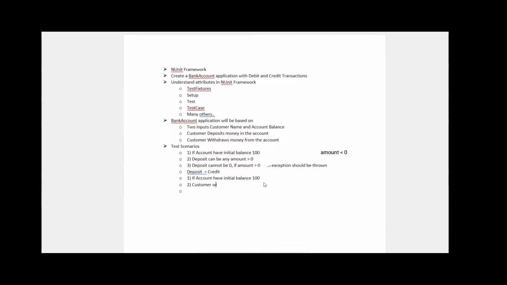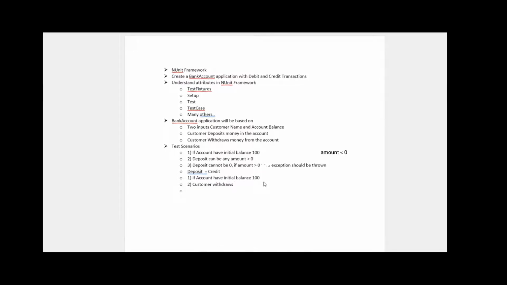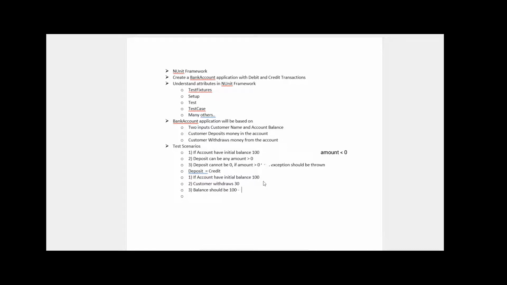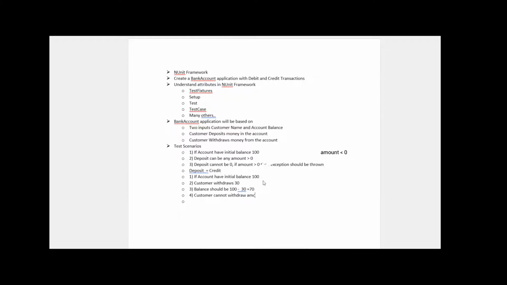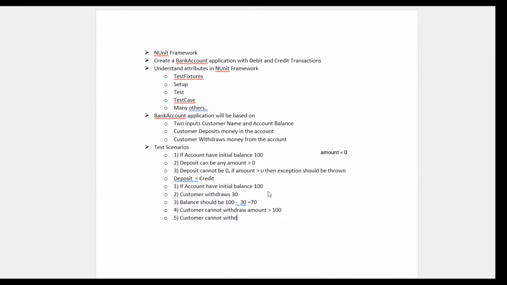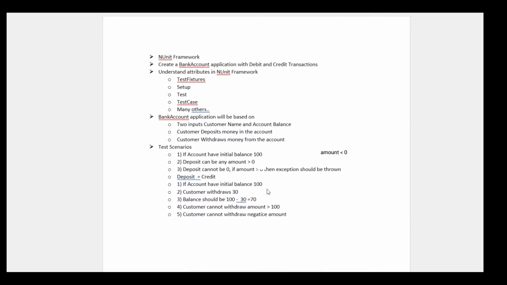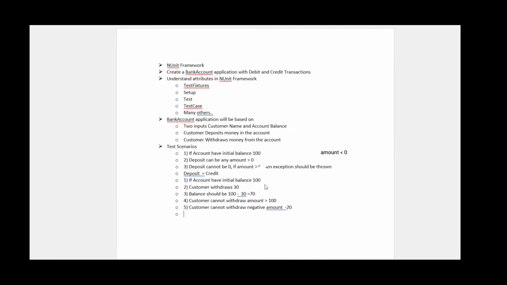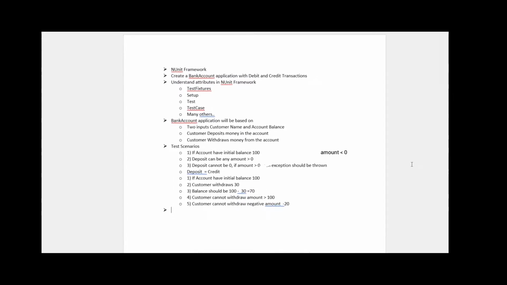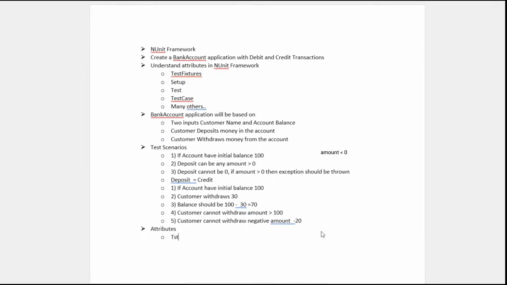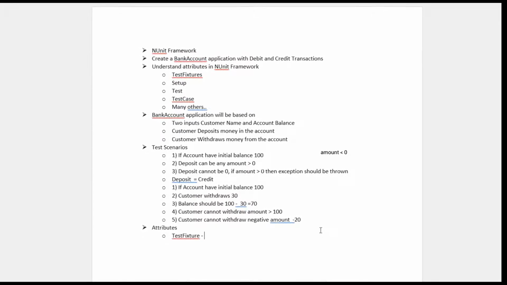Now let's take an example of the debit transaction. If the account has an initial balance of $100 and the customer withdraws $30 out of it, the balance should be 70 by the end of the transaction. The customer cannot withdraw an amount greater than $100 because $100 is the initial balance the customer has. The customer cannot withdraw a negative amount as well. Say, for example, negative 20, the application should not allow that. So that should be handled.